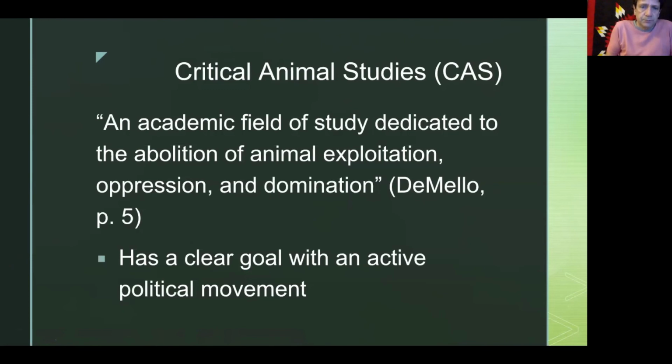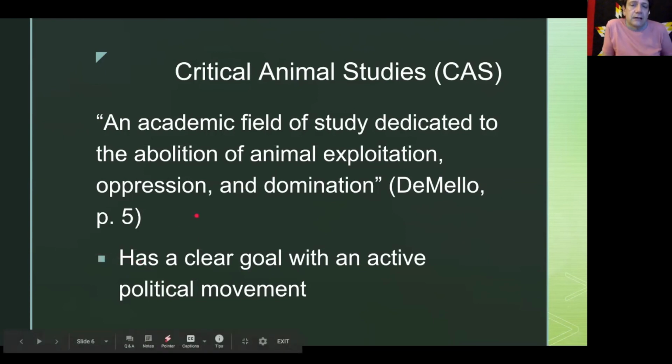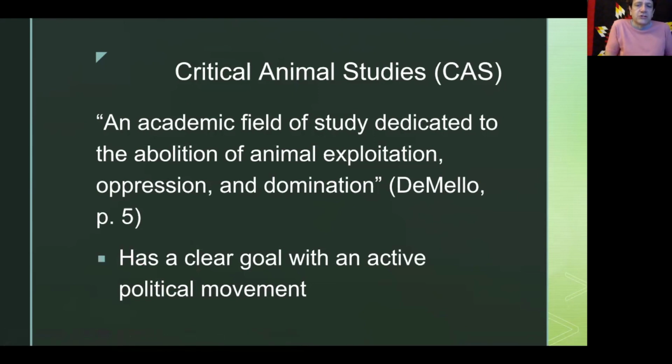Critical animal studies is a smaller part of human-animal studies. And it's defined in the DeMello text as an academic field of study dedicated to the abolition of animal exploitation, oppression, and domination. So within human-animal studies, some folks are clear and upfront about their goal. And the goal here is the abolition of human exploitation, oppression, and domination. So these folks have a clear goal within an active political movement.